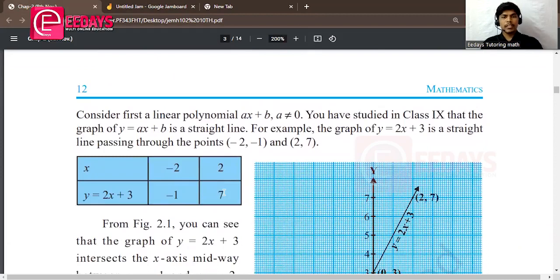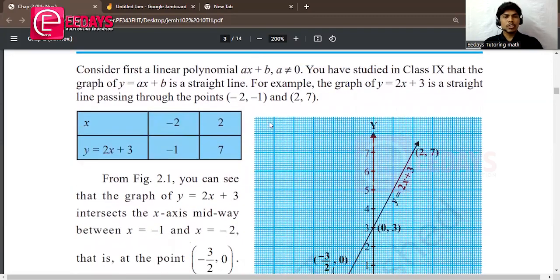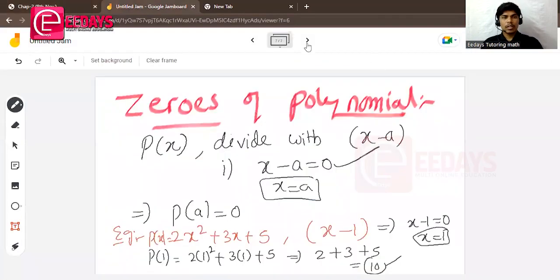In the ninth class, what we discussed is that the equation y is equal to 2x plus 3 is a straight line. Here, y is equal to 2x plus 3 is a straight line. Once again.